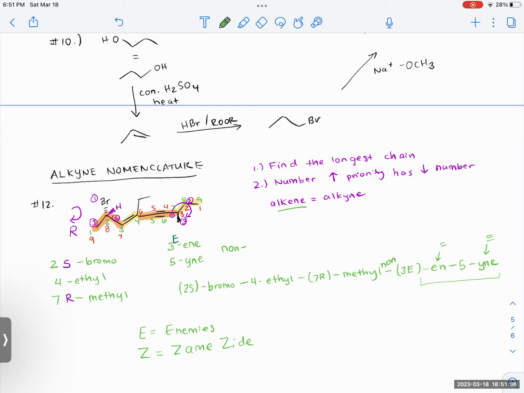Okay. So does that clear up some of the questions with the alkyne nomenclature? Yes. Okay.